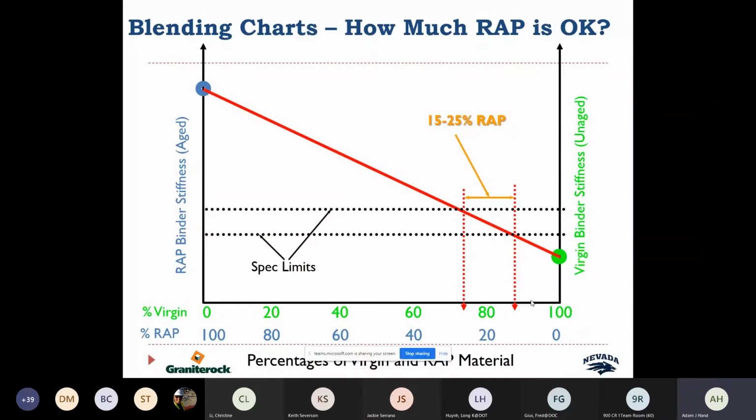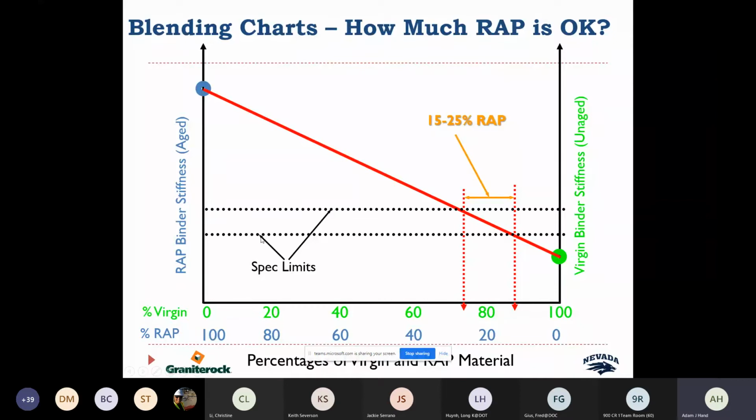Now, over the years, something that's been done is to use something called blending charts. That's where, as I was talking about a minute ago, you can extract your RAP and find out what the properties of that binder are. This is a sort of dual scale plot. On the bottom, we've got the percentage of virgin binder in green and the percentage of RAP binder in blue. If we have 100% virgin binder, we have 0 RAP binder. If we have 20% RAP binder, we've got 80% virgin binder. Now, this point here is just a measure of the consistency of the RAP binder. It could be the penetration, the viscosity, or a shear modulus. So it's a stiffness.